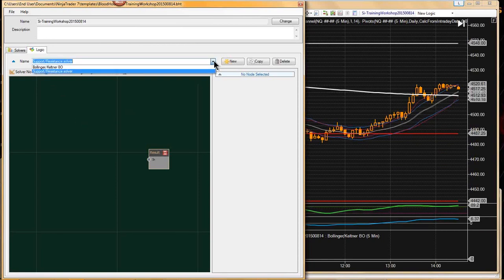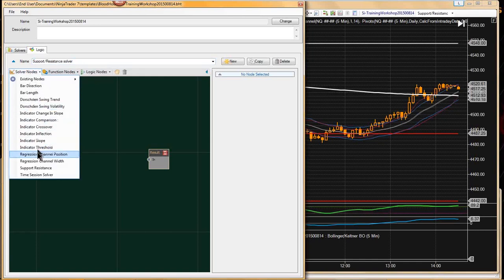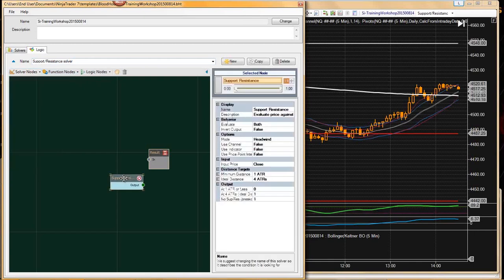Alright, so just for the new people in the room, I have two logic templates now. This is one of the powers of BloodHound: you can create different logic templates, and they can contain totally different trading systems, and so you can switch back and forth between the different trading systems that you have. So, alright, let's put our support resistance solver on the board here.